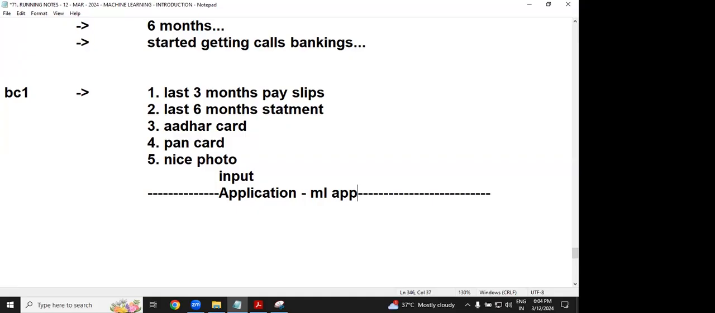Once you have given all these details, they will tell you to wait for 24 hours. They give this input and wait, and the application will tell whether this customer's credit is really good. And one more thing: once you have given the PAN card, they will also check the CIBIL score. Conclusion of the story: giving a loan or not is decided by the ML application.